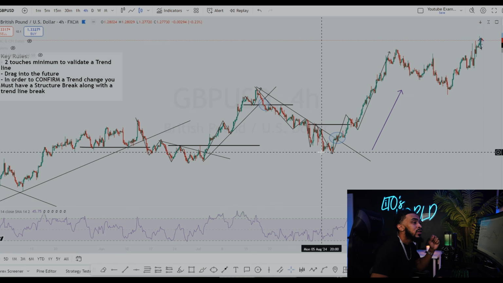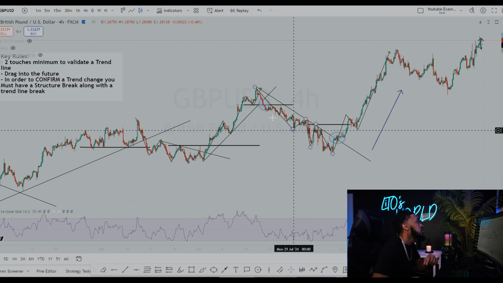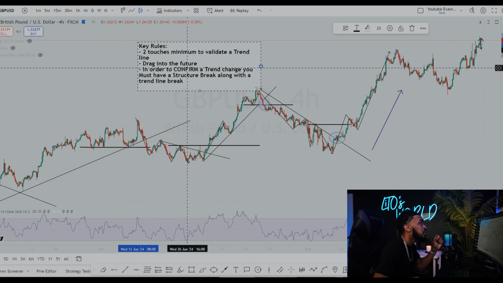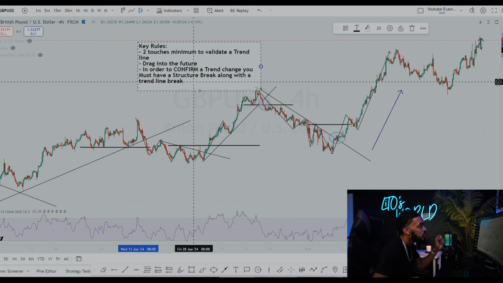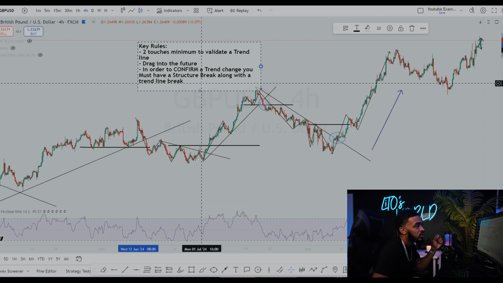Just to reiterate, every line that you draw on your chart is supposed to tell you a story. Two touches minimum to validate a trend line. You always want to drag it into the future, and in order to confirm a trend change, you must have a structure break along with that trend line break.